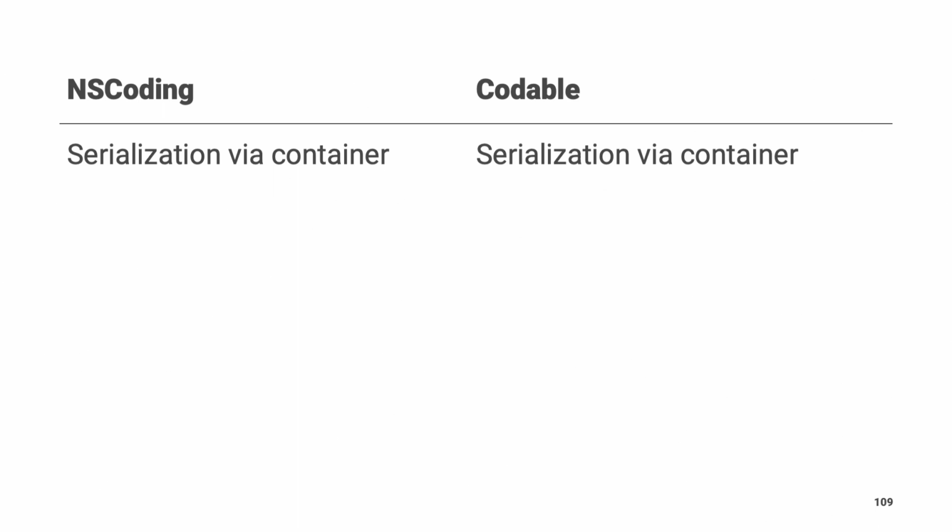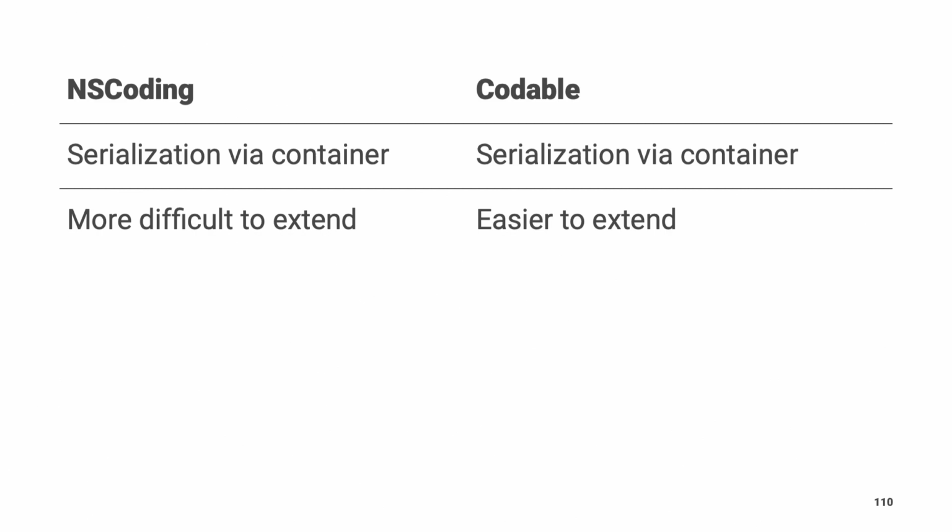We have models. The models implement the methods of the protocols. We pass the coders inside the models, and the models specify how they put and retrieve data to and from the coder. As I mentioned, Codable is easier to extend in case we need some custom coders for custom formats, because it's based on protocols, and NSCoding is based mostly on inheritance. We have an NSCoding protocol, but an NSCoder is an abstract class that we have to inherit.